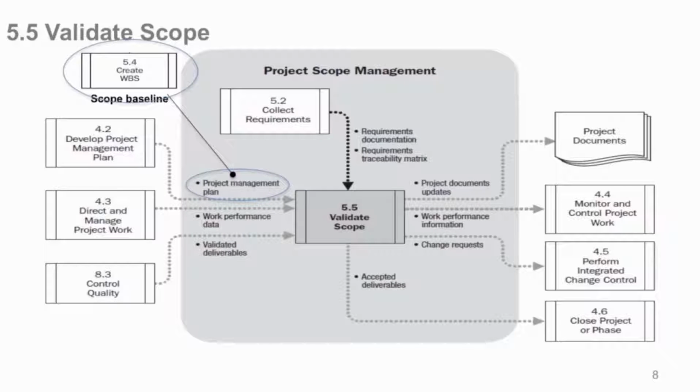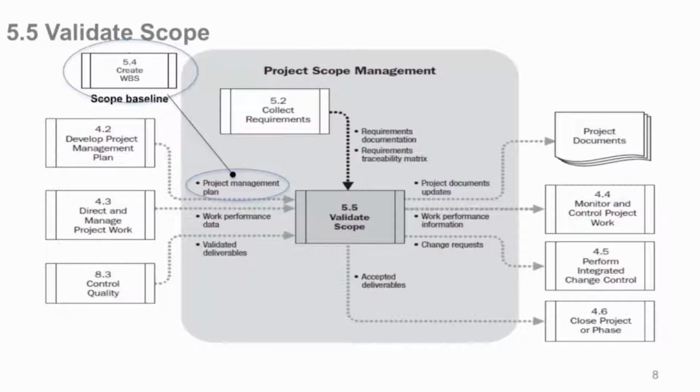So even though the scope baseline was a direct output specifically of 5.4, when you input it here, you're building the work now in 4.2, that's where you execute and build the work according to the work breakdown structure. It comes in under the umbrella of the project management plan. So that is really where your scope baseline comes in, and that's what you're validating against.